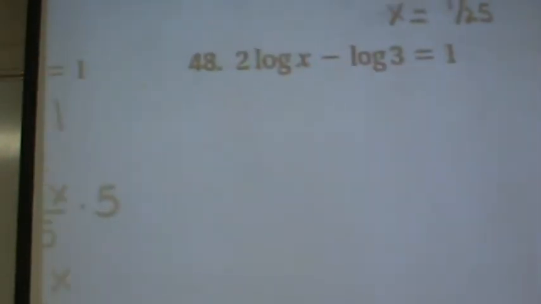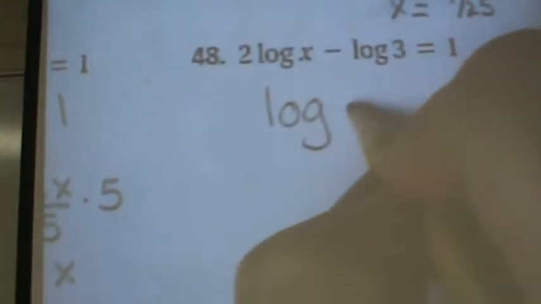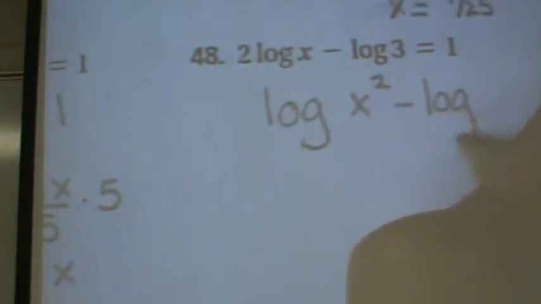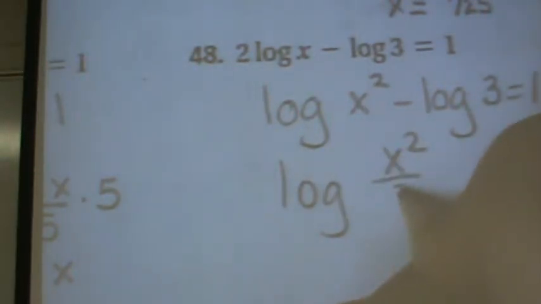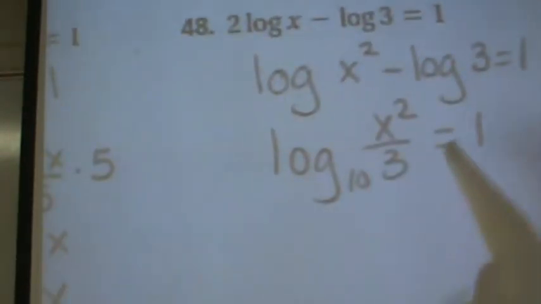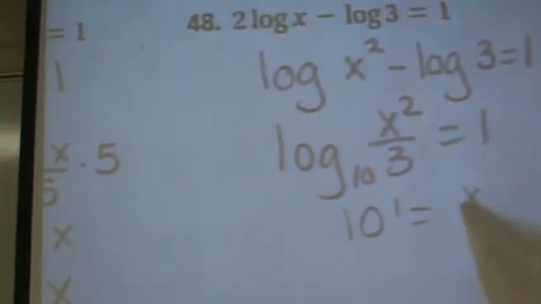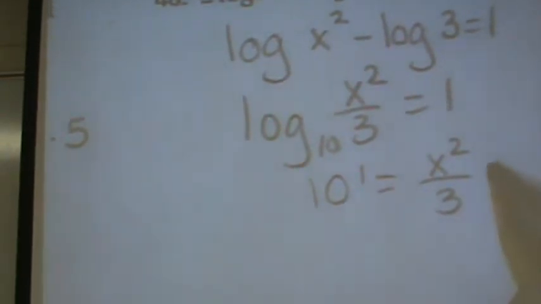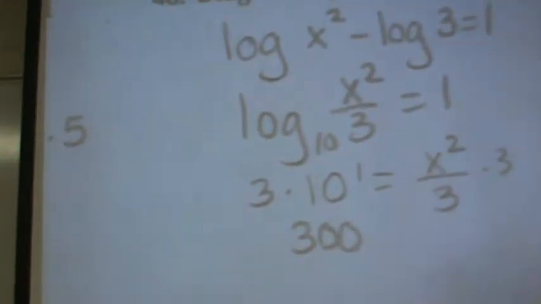Number 48, you move the 2 back, so it'll be log of x squared over 3, base 10 equals 1. Then it's just 10 equals x squared over 3, and then you multiply each side by 3, and you get 30. 30 equals x squared, and then you take the square root of that.